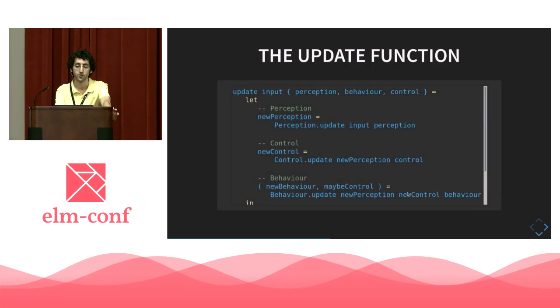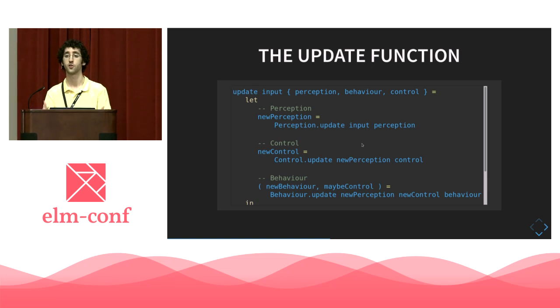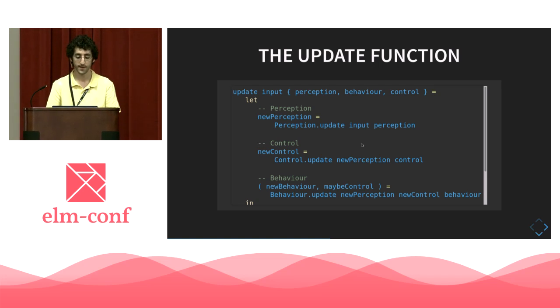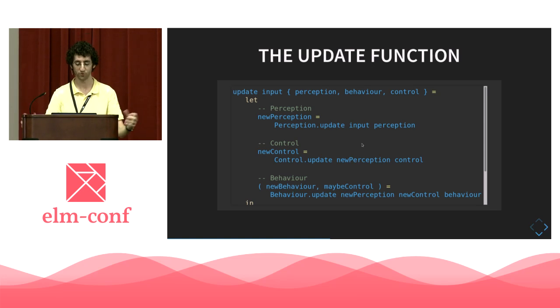So the root update function is going to look like this. Every time we get new inputs and the update function gets called, we update the state of perception, and then we take that updated state and update our current control logic. Once we've done that, we pass the current state of perception and control to the behavior module, which says, what's the larger goal? What am I trying to achieve right now?